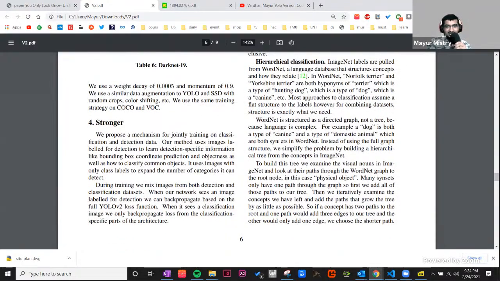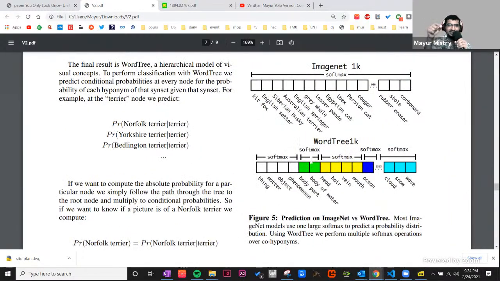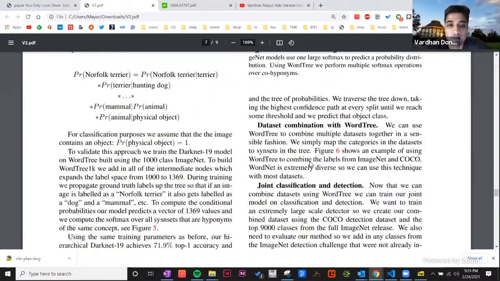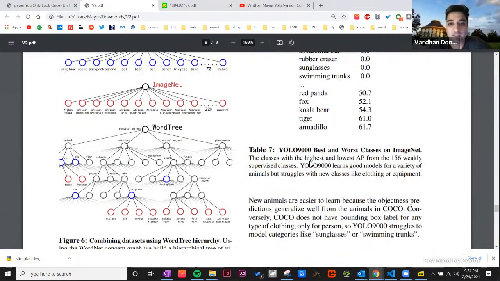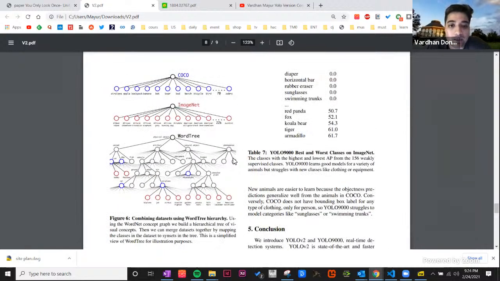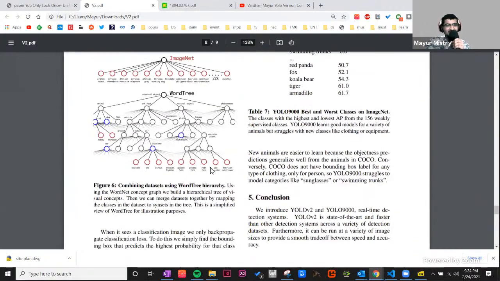For stronger, I think this is an interesting concept of word tree, where they had a node based search. So it's actually trying to learn the linguistic deep ideas of the objects simultaneously. That's what their explanation is. We can go into details if you want, but I think this will be a very long discussion if we discuss word tree. Yeah, I think we can move on.